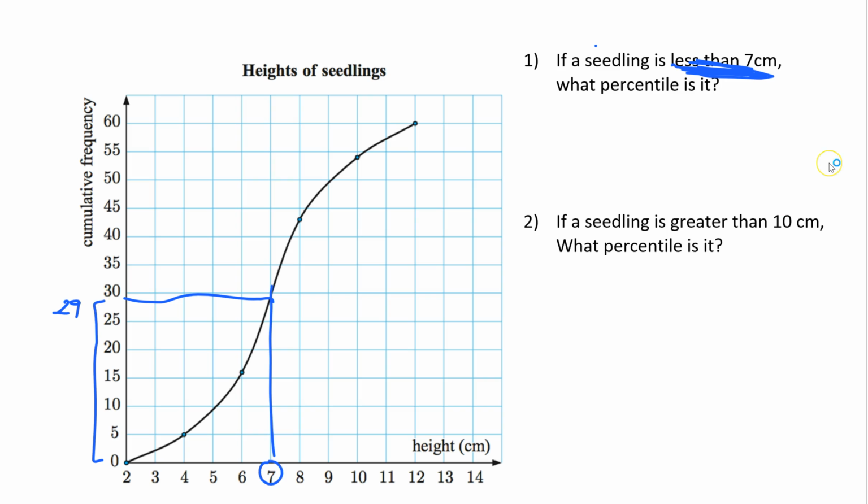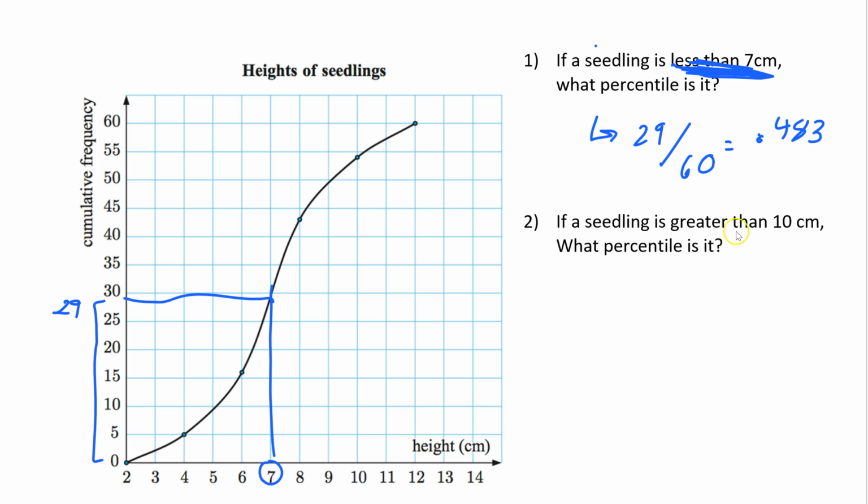So actually, I'm almost done. Not totally done. There are 29 seedlings that are less than 7 centimeters. But that wasn't the question. It said what percentile. So since I wanted the percentile, I get my value 29, and I have to divide it by the whole thing, so 60. Whatever 29 over 60 is, I'm going to use my calculator off on the side over here. 29 divided by 60 is 0.483, or the 48th percentile. So that's what you do when you want percentile. If it just said how many seedlings, you just leave it at 29. But for percentile, you have to find a ratio.